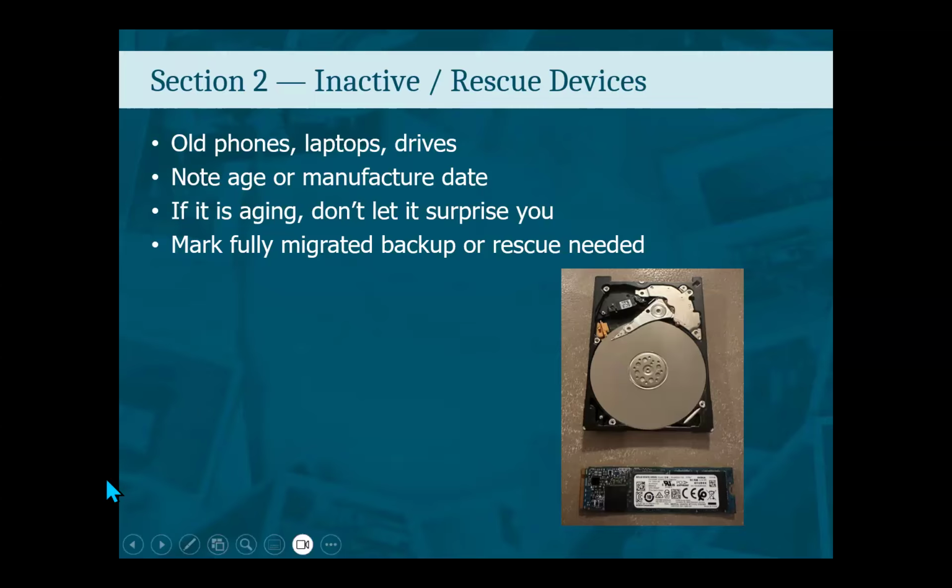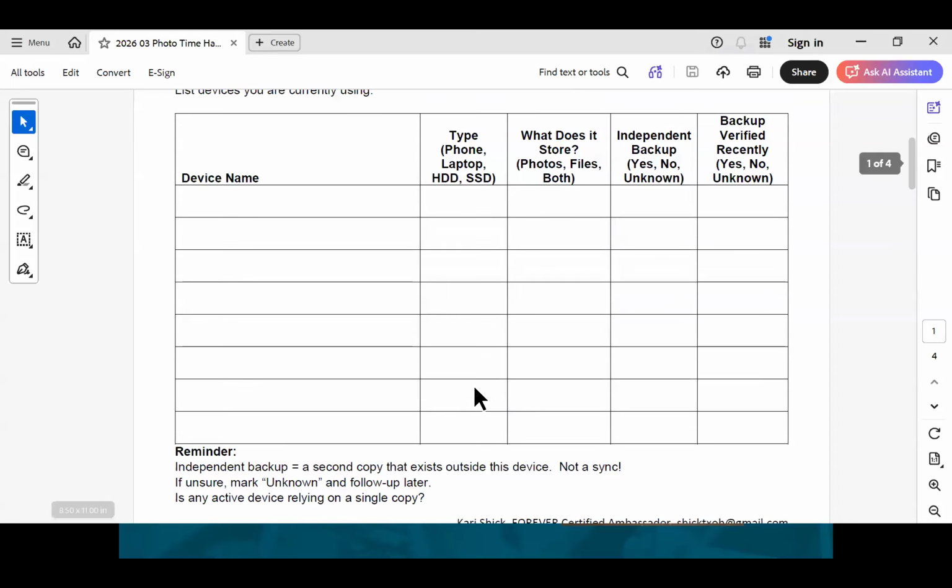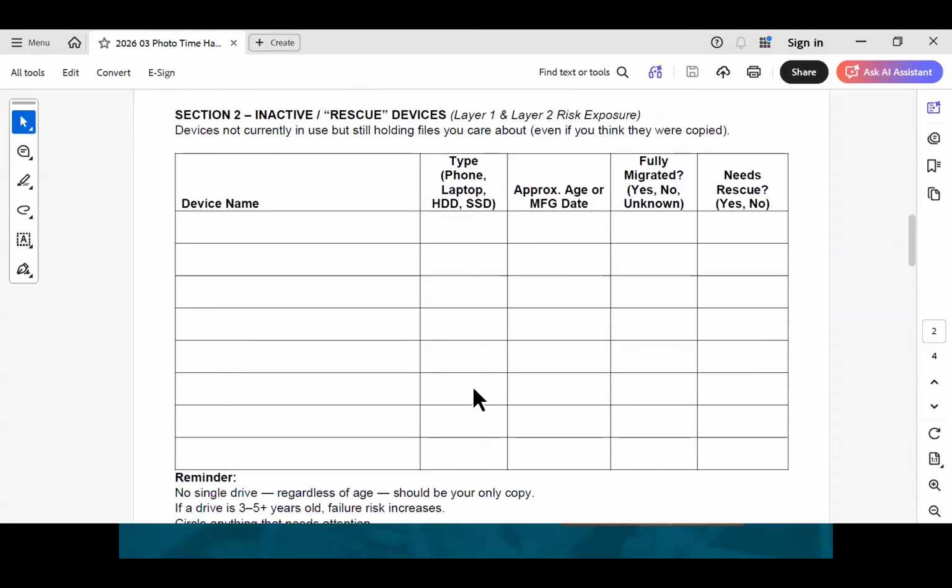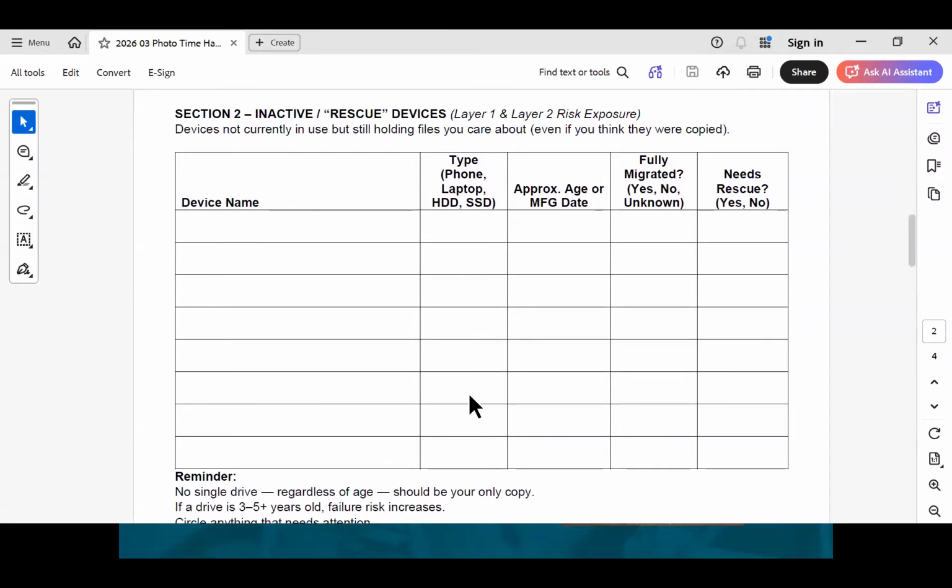And again, we're going to mark fully migrated, or maybe it needs rescuing. Maybe it's a really old drive that you know that you have to recover some things off of, and you just haven't done it yet. There's a lot of us who have had computers crash and we got things functioning and moved on, but maybe never recovered everything off of an older drive. And so maybe you still need to get all of that stuff off of there. So we're in section 2 right now, looking at inactive devices, and filling that part out.